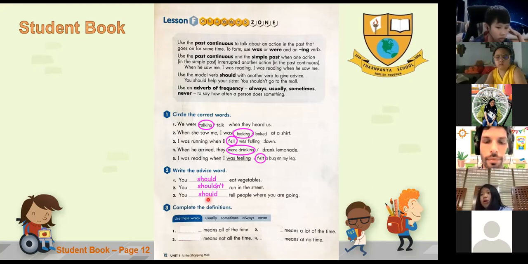The same. For example, let's say you're walking in a big shopping mall with your parents and you want to go to the toilet and you see the toilet. You cannot just go alone. First, you have to tell your parents that you want to go to the toilet so they can go with you. So you should tell your parents where you are going, because if not, nobody knows where you are and then they will get worried about you.